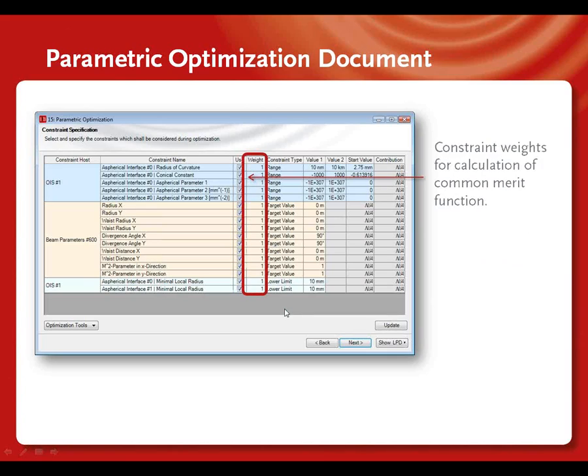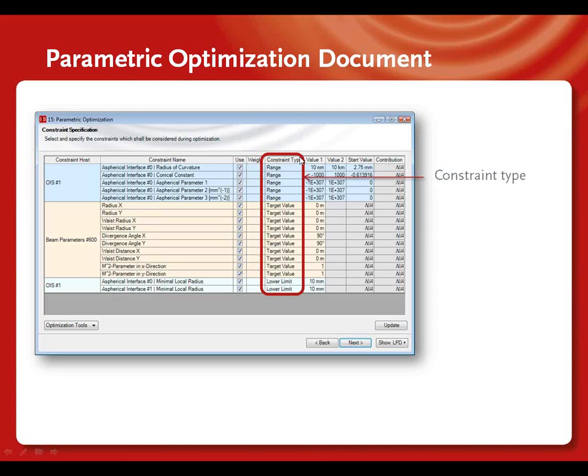Okay, then we have a column that is called weight. Yeah, I think if you worked already with ray tracing software, you know what it means. You can just increase or decrease this weight for a specific constraint in order to make it more important or less important for this optimization.